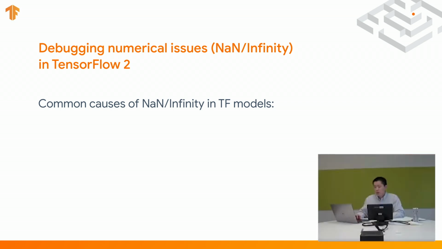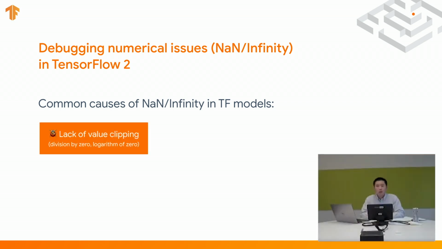They can be caused by a lack of value clipping, like when you have a division operation in your TensorFlow program, like some sort of normalization. If you forget to add an epsilon or a very small positive value to your denominator, then it's likely to run into infinities at runtime, especially in the face of the variability of input training data. And that also applies to the math log operation.